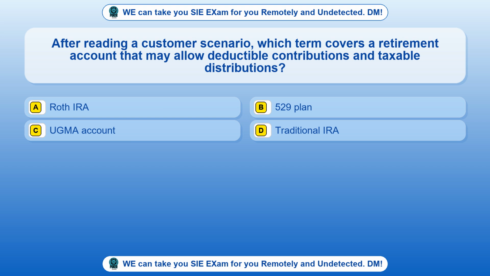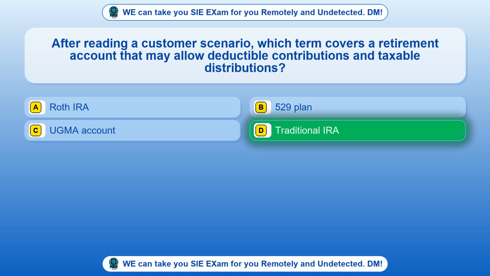Question 76. After reading a customer scenario, which term covers a retirement account that may allow deductible contributions and taxable distributions? Option A, Roth IRA. Option B, 529 plan. Option C, UGMA account. Option D, traditional IRA. The correct answer is option D, traditional IRA.